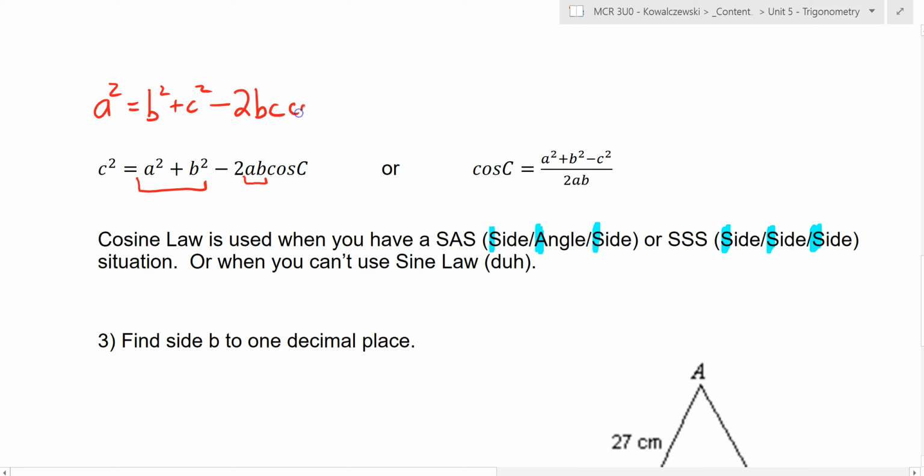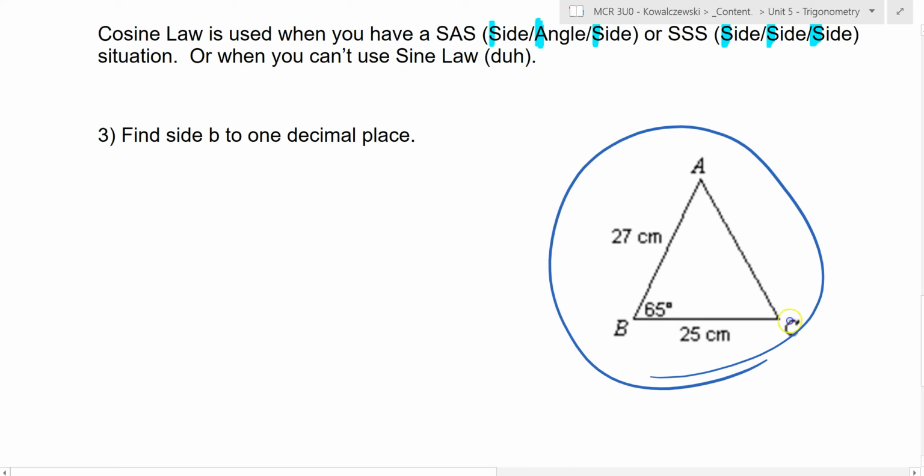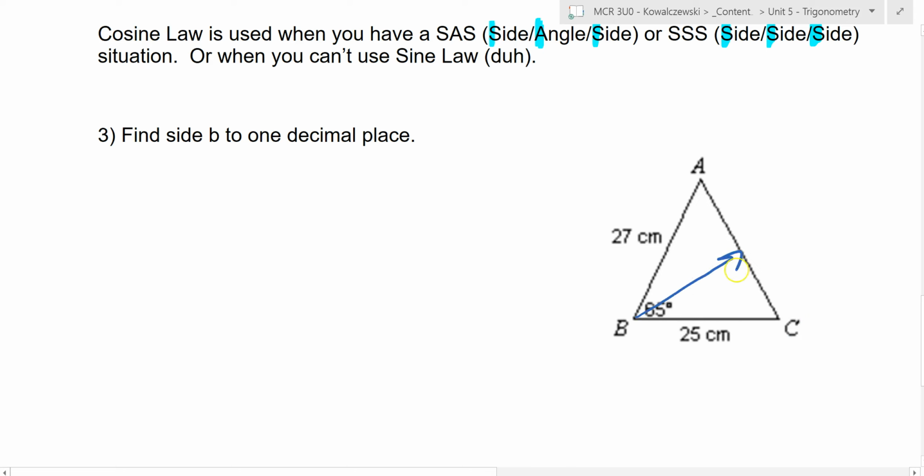I'll show you an example of using cosine law to find a missing side. We want to find side B. First thing, it's not labeled on the triangle, but I know side B is opposite angle B, so it'll be right here. In this situation, we have a side length, an angle, and a side length: side, angle, side, with the angle right in between the two sides. This is a cosine law problem. You can also see that we can't use sine law because we don't have an opposite angle and side pair. So I'm going to write out b squared equals.